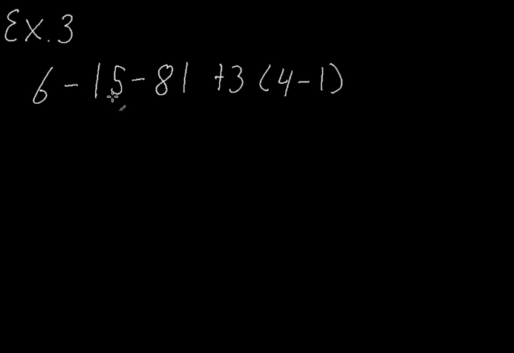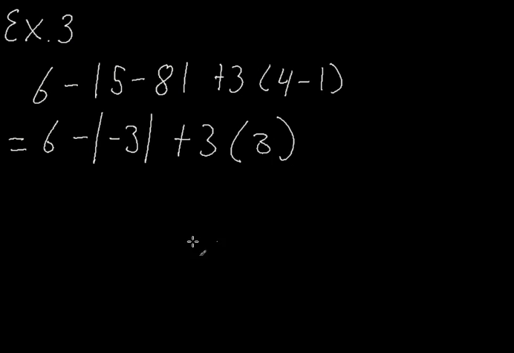6 minus the absolute value of 5 minus 8 plus 3 times 4 minus 1. In this, the absolute value is acting as a parenthesis, and this is a traditional parenthesis. So we need to simplify those in the same step. So I have 6 minus the absolute value of 5 minus 8, which would be negative 3, plus 3 times, and then 4 minus 1 is 3.